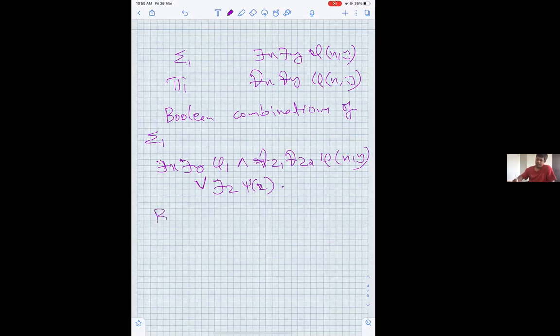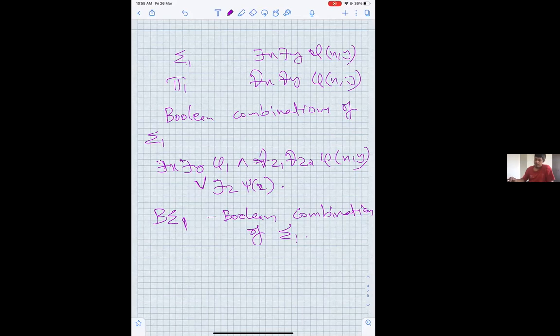So this class we will call B sigma 1, Boolean combinations of sigma 1. We could also write it as B pi 1, but it is easy to say B sigma 1. That's why we say B sigma 1. You could as well say B pi 1. There's nothing wrong with it.